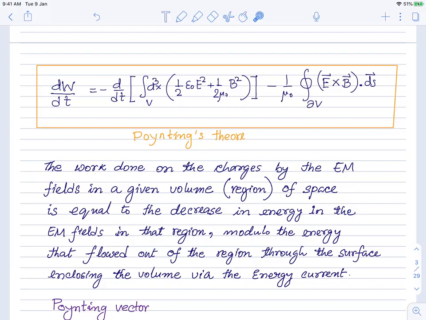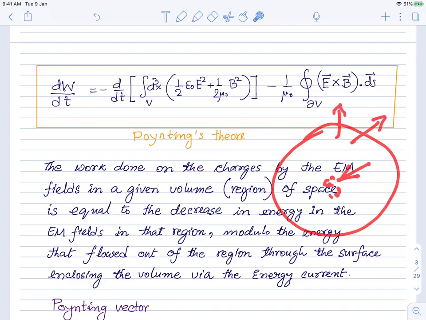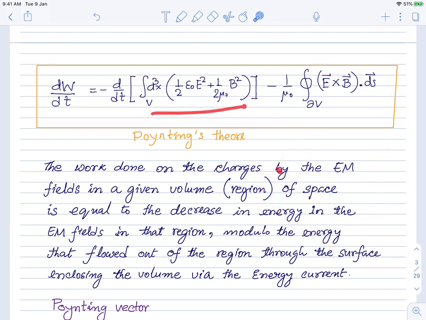And the other thing is that the energy in the electric and magnetic fields can also leave the region via the energy current. So if you have a region, then there are some charged particles here. The electric and magnetic fields can do work on the charged particles, or leave this region through the surface in the form of some energy current. And these two processes contribute to the reduction or increase in the energy density of the electromagnetic fields in that region. So that is the interpretation of this Poynting theorem.